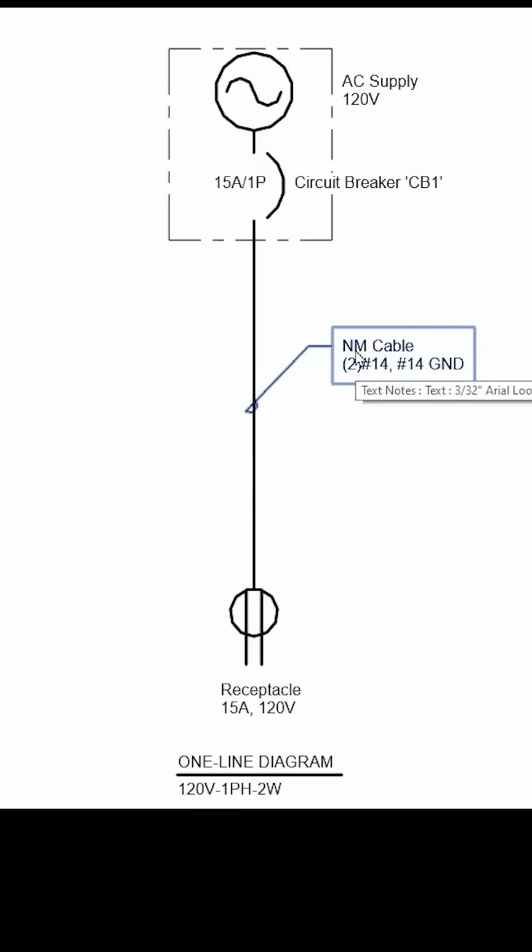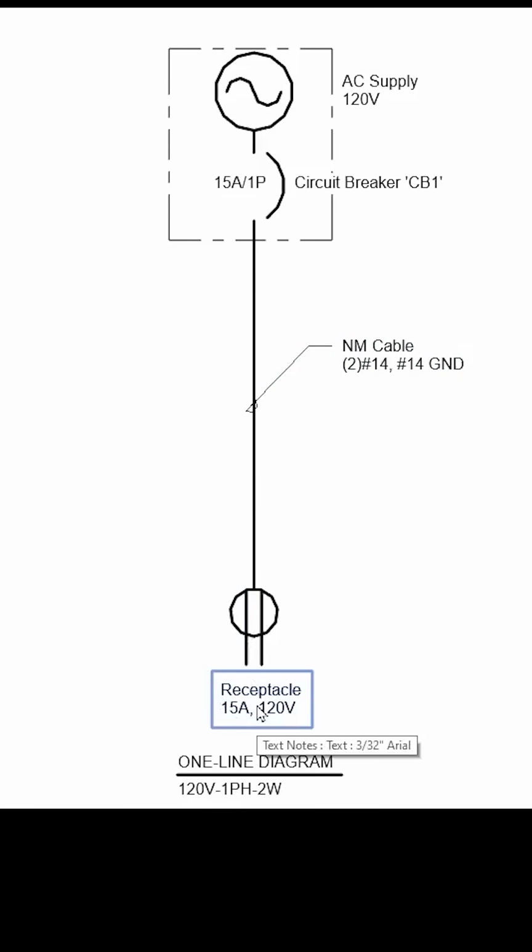multiple wires in an actual cable, like a Romex brand NM cable. So we have two number 14s and a number 14 ground all in this line. And then here is our load, the receptacle, and it's called out as a 15 amp receptacle at 120 volt.